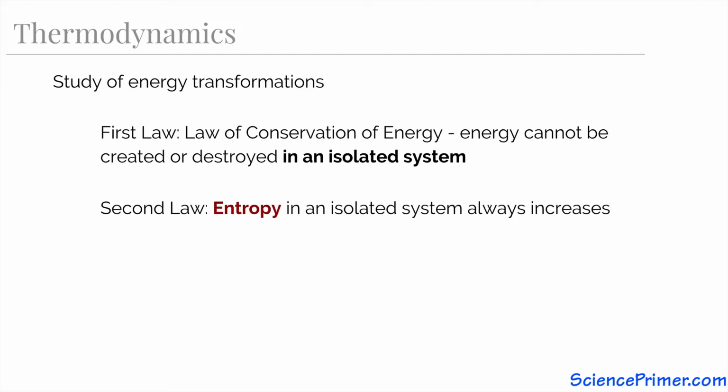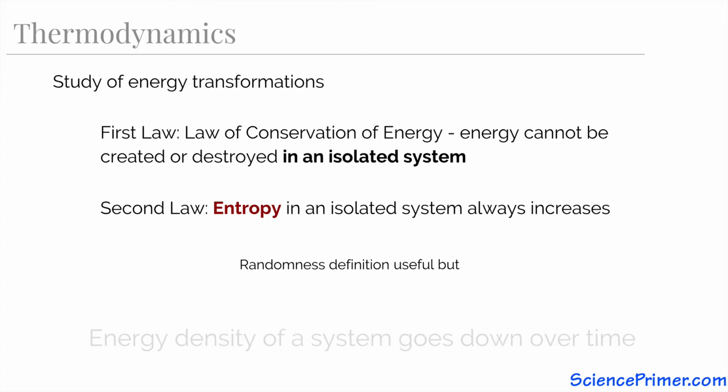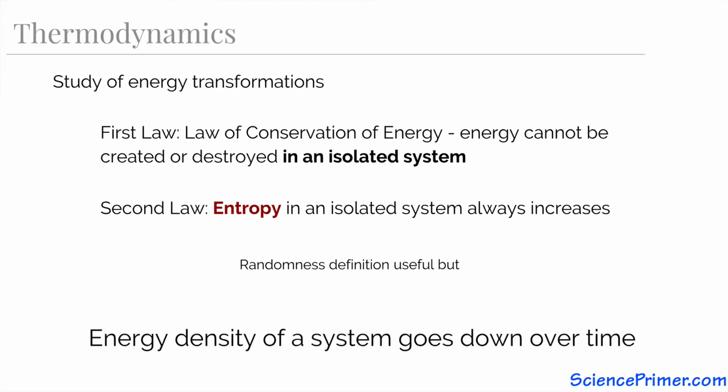The obvious question raised by the second law is, what is entropy? Entropy can be defined in a number of ways. One way is to consider it as a measure of the randomness of a system. This definition is useful in some contexts, but in terms of understanding energy flows through systems and the relationships between work, energy, and heat, it is more useful to think of entropy as the reduction of density of energy in a system. The second law then asserts that energy tends to spread out, becoming less densely concentrated over time.